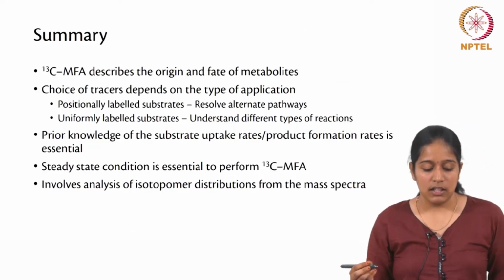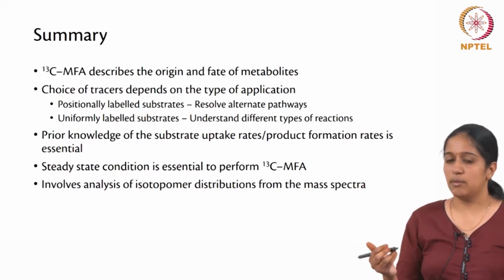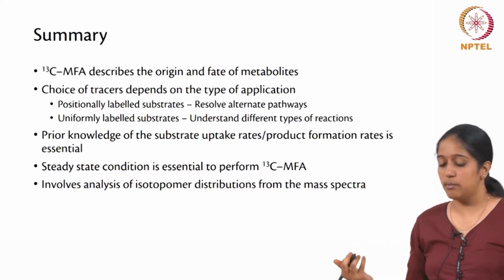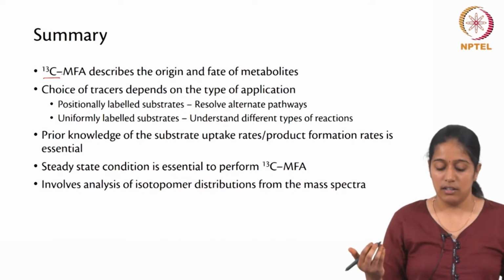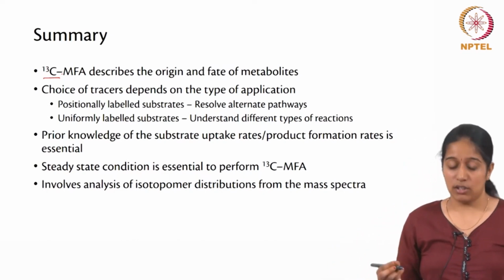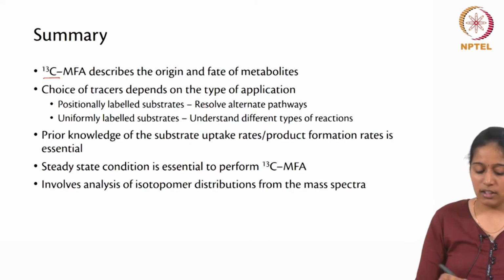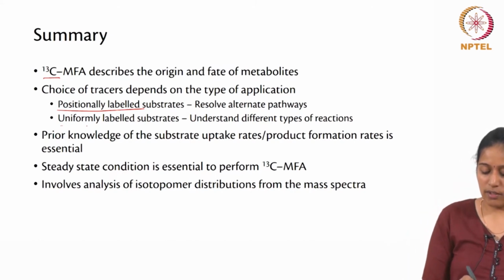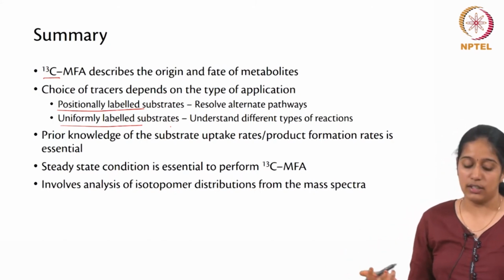So, to summarize, 13C MFA describes the origin and fate of different metabolites. Say for example, you have a particular carbon source and you want to trace how it gets into different metabolites, you might want to use a labeled substrate and try to find out different pathways through which this carbon source gets incorporated, and the choice of the tracer depends on the type of application. As I was already saying, positionally labeled substrates are used to resolve alternate pathways, and uniformly labeled substrates are used to understand different types of reactions that happen in a particular cell.